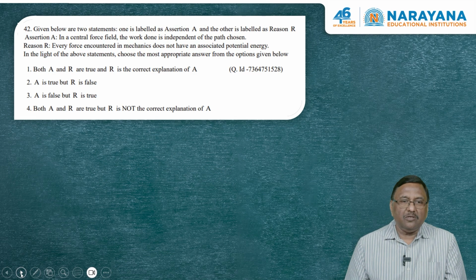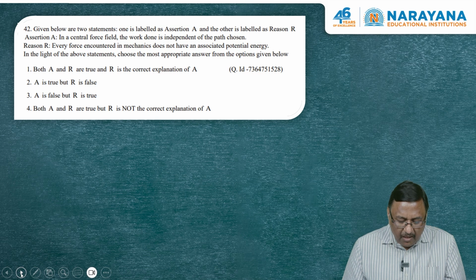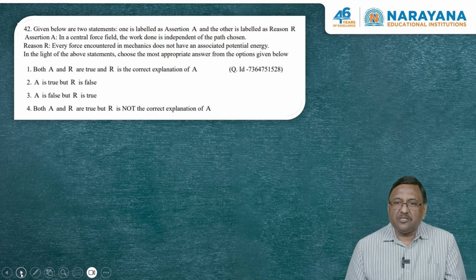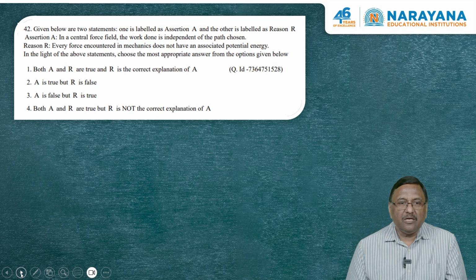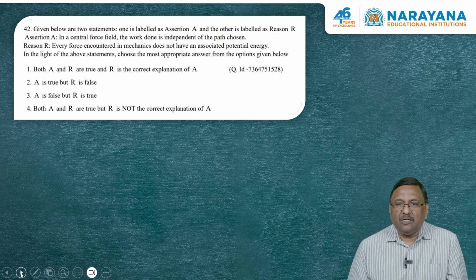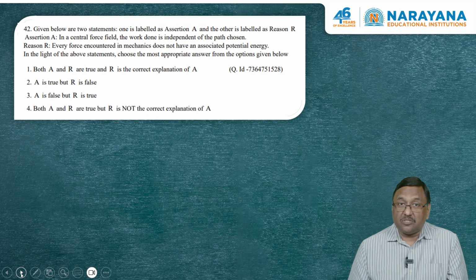Again, there is a theoretical question. Question number 42. Given below are two statements. One is labeled as assertion and the other is labeled as reason. Okay, you know, reason, assertion, what we say. In a central force field, the work done is independent of the path chosen. You know, central forces are conservative forces.